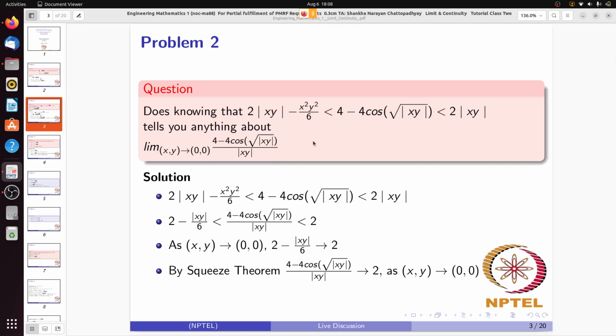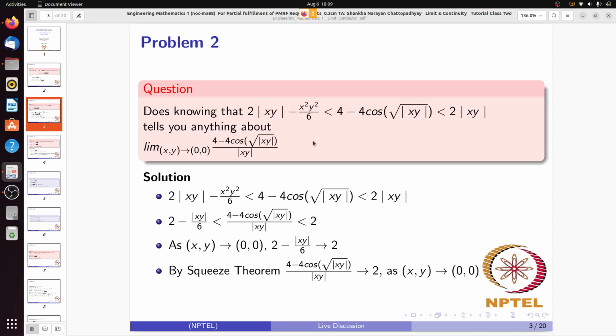The question is, does knowing that 2 times modulus of xy minus x square y square by 6 is less than 4 minus 4 cos of square root of modulus xy, which is less than 2 times modulus of xy, tell you anything about the limit as (x,y) tends to (0,0) of 4 minus 4 cos square root of modulus of xy divided by modulus of xy?